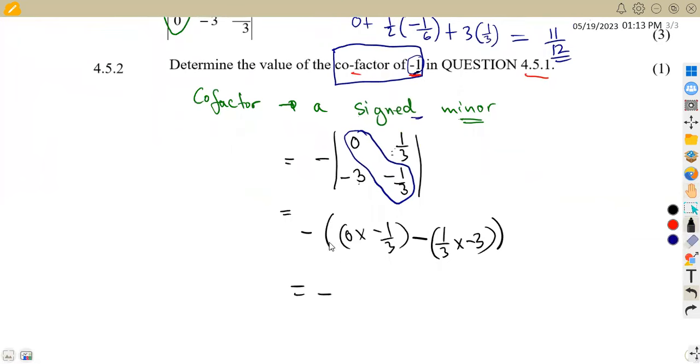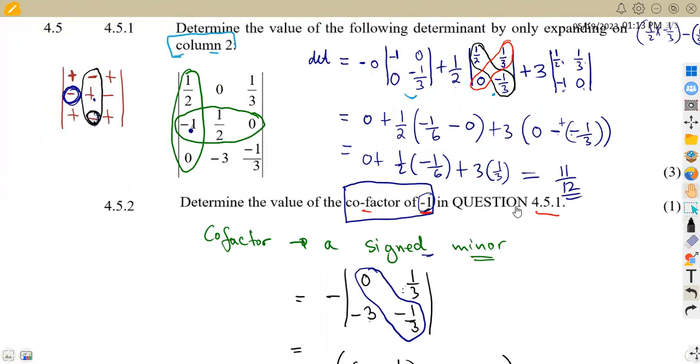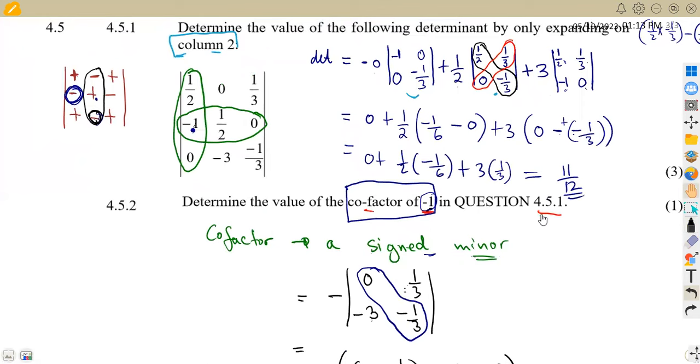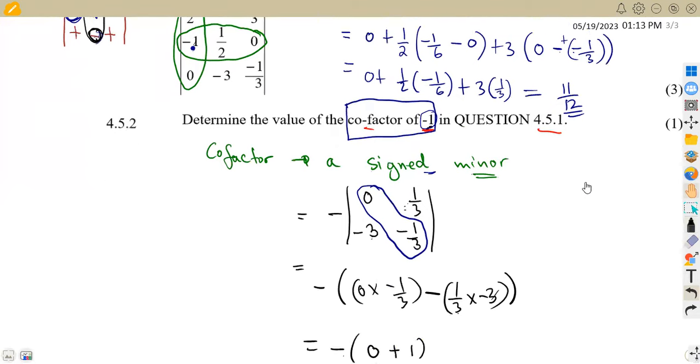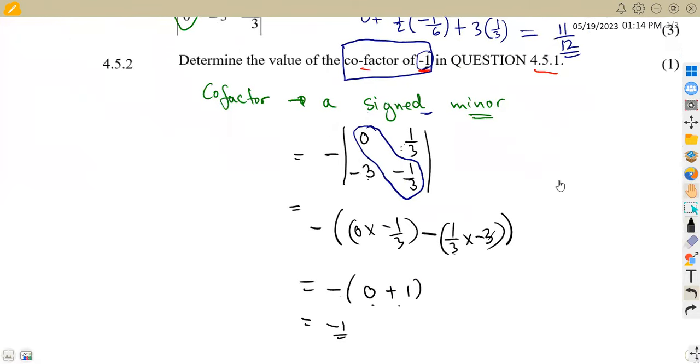Okay, so if we simplify properly, that's negative. Take note, we are going to simplify this. That's a zero here. If we simplify, we are going to obtain a plus one in this case. This one and this one cancels. So this one is going to give us a plus one in this case. All right, so meaning to say our answer, that's 0 plus 1 times negative 1, which is negative 1 in this case. So that is how we can use this concept to determine the cofactor of any element that you're given from the question. All right, so a cofactor is simply a signed minor.